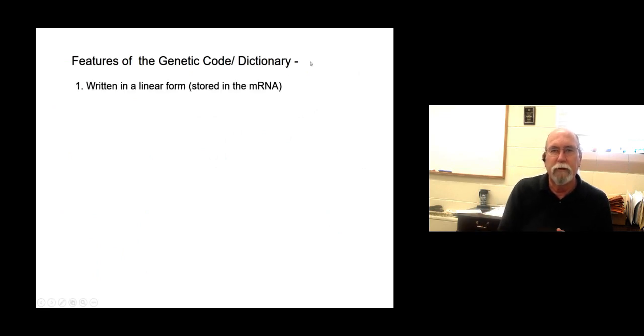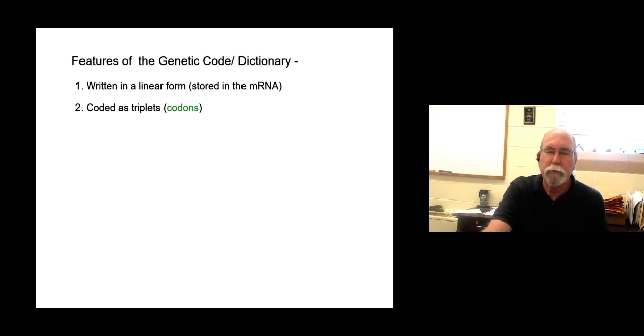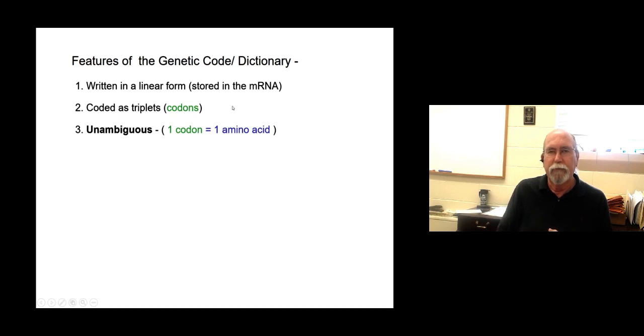First, it is written in a linear form, just as I said. We read 3, 3, 3, just straight across, okay? We've already said this. It's coded, the words are in triplets, so they're 3 letters, which makes up a codon. Now, the next 2 are words that people tend to confuse. So pay attention to these just for a moment, or look them up in your book and make sure you understand the difference, okay? First term is unambiguous, right?